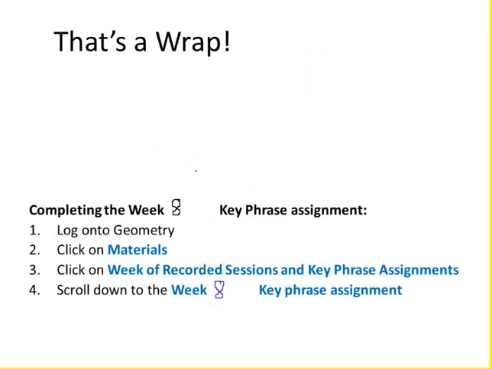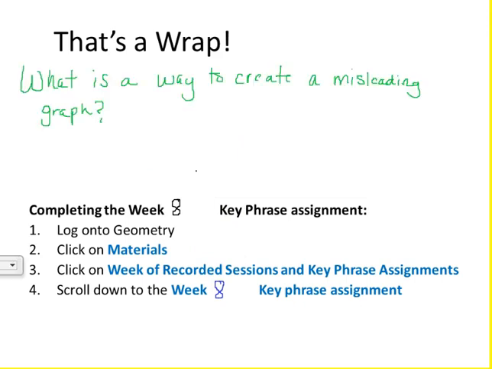So that's a wrap. Let me put up the key phrase assignment for this week. We went over an array of things in this recording. We talked about line of best fit and how we can use technology to create a line of best fit, and how we can use lines of best fit to look at trends, and also to see what future occurrences would be. We talked about double line graphs, and then the last thing we talked about was misleading graphs.